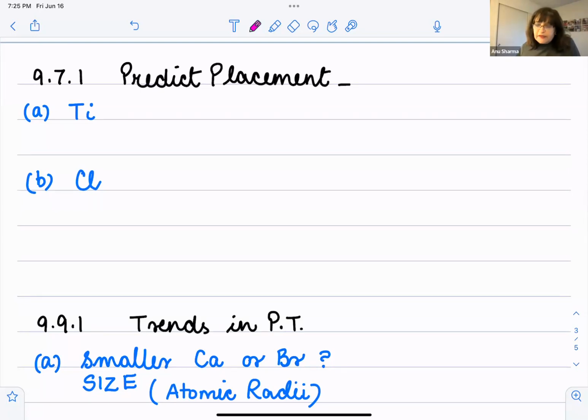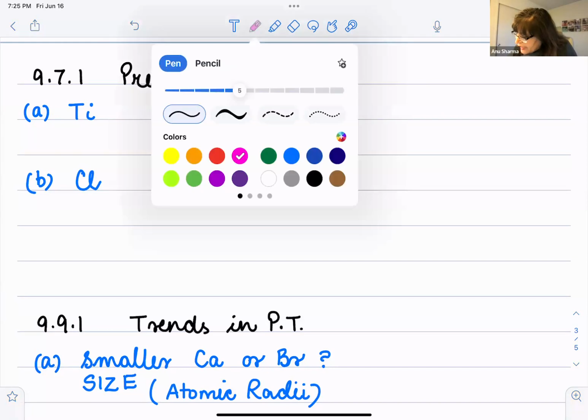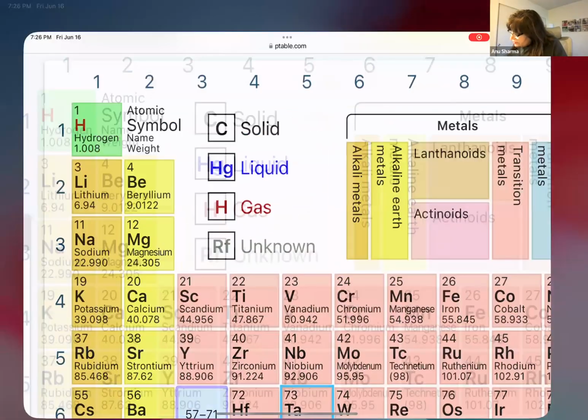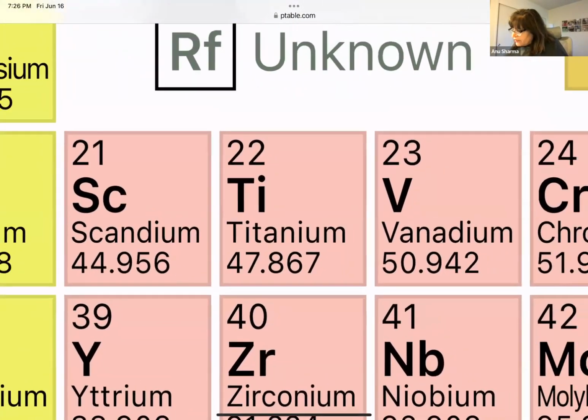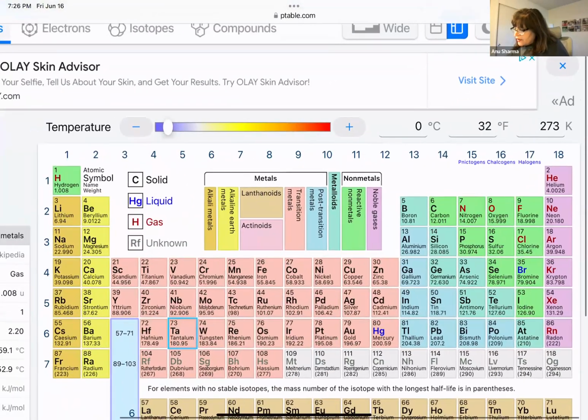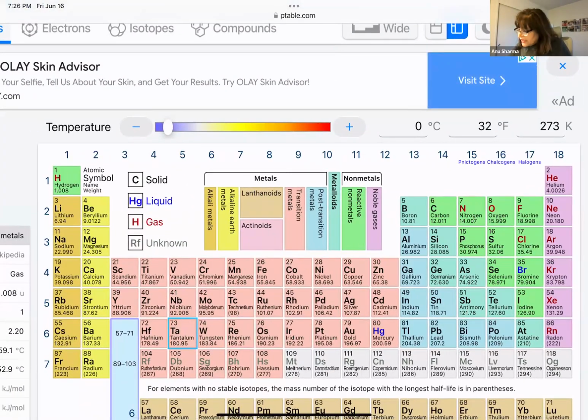9.7.1, predict the placement. Here we are looking at titanium and chlorine. So where is titanium? We are just looking at the placement. They're not asking us to do the electronic configuration in these questions. So titanium is right here. Where is it placed? It is placed in the D block, in the second column.